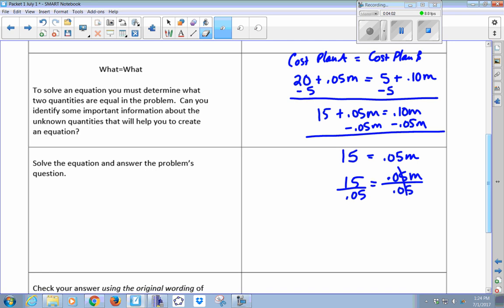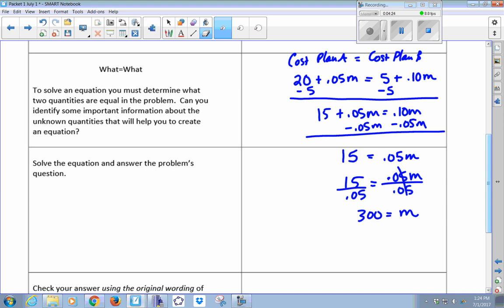So 15 divided by 5 cents, since there are 20 nickels in every dollar, we have 20 times 15, which is 300. Or you probably don't think that way. You'll just throw it in your calculator. 300 equals M. That tells us that both plans will cost the same amount when we send 300 text messages.